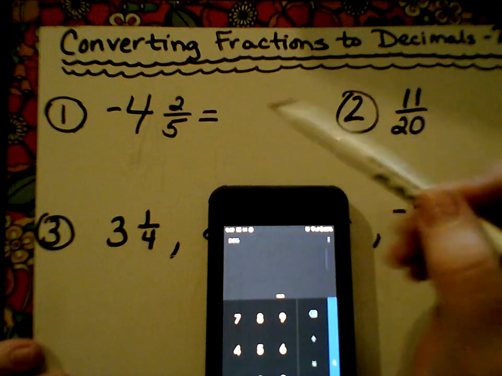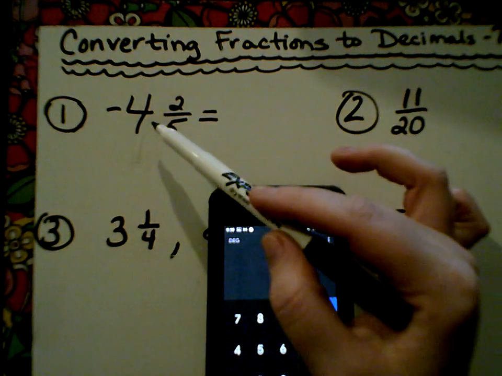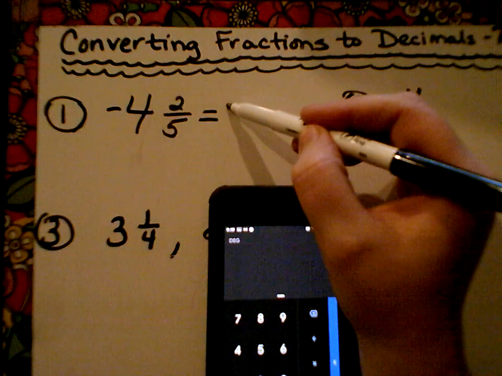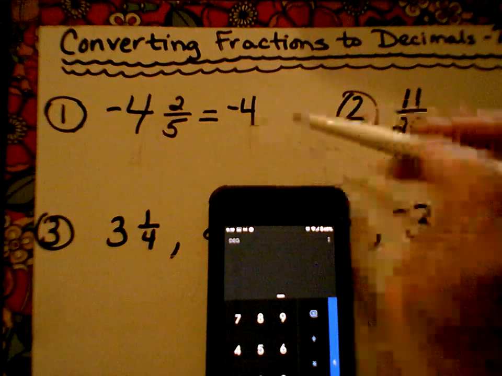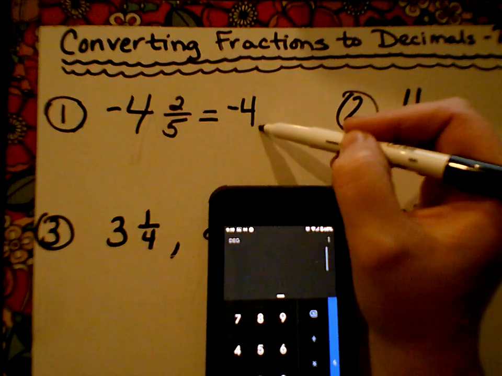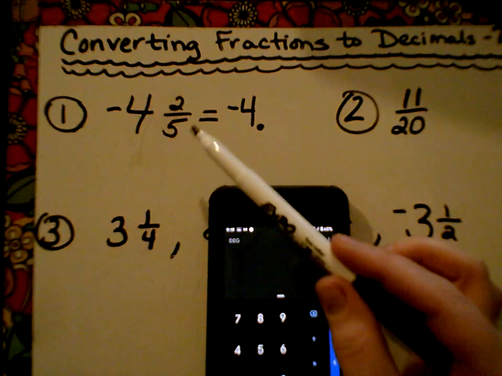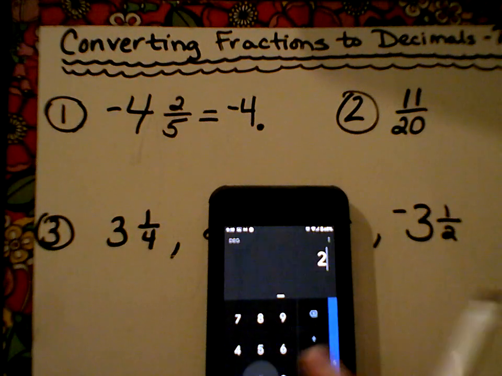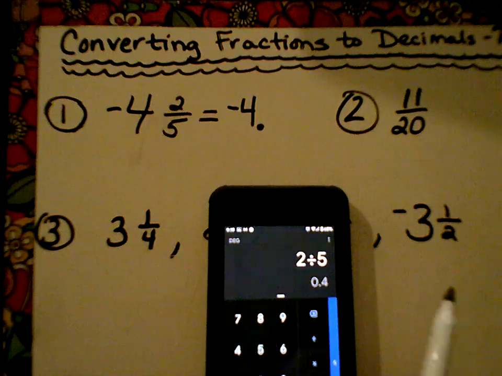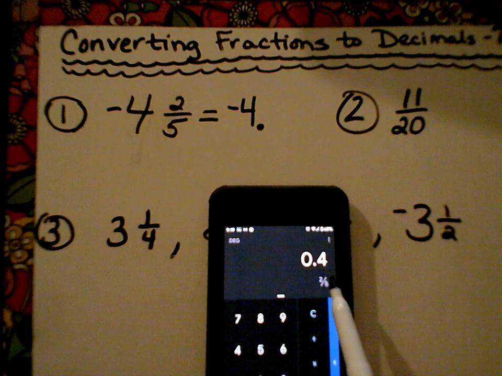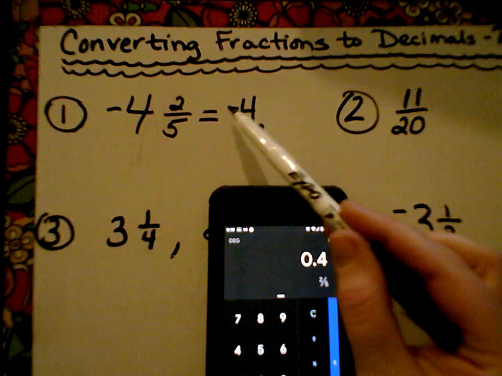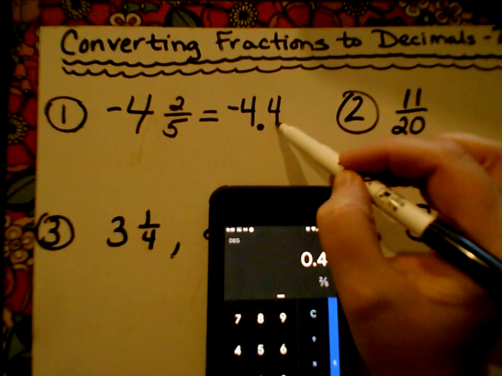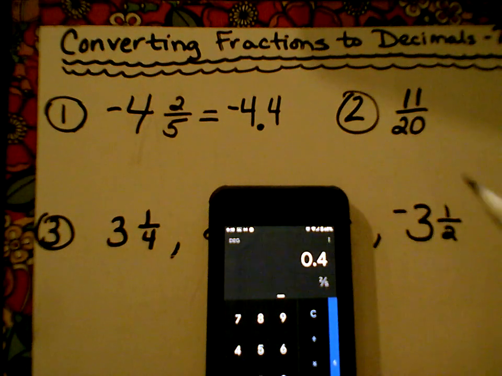Okay. So we are going to convert this mixed number, -4 2/5, into a decimal. So to start with, I need to bring that whole number over, write it down. I'll go ahead and put my decimal. The only thing left for me to do is to write 2/5 as a decimal. So 2 divided by 5, I hit equals, and I end up with 0.4. In this case, it's going to be -4.4. So -4 and 4/10.